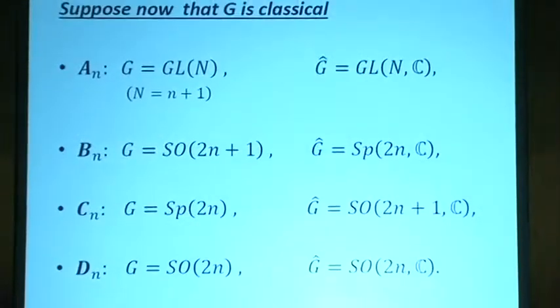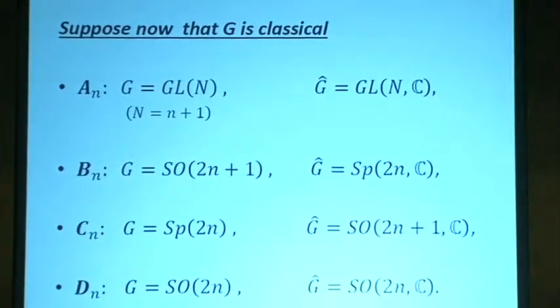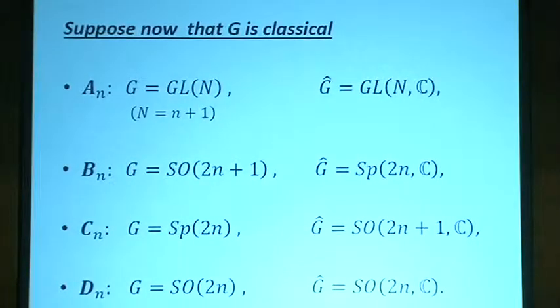All right, so now let's get more concrete. These dual groups, I want to stress, are really pretty concrete objects. So I'm going to now assume that G is a classical group, and I'll pick a representative for each of the four infinite families of Dynkin-Coxeter diagrams.